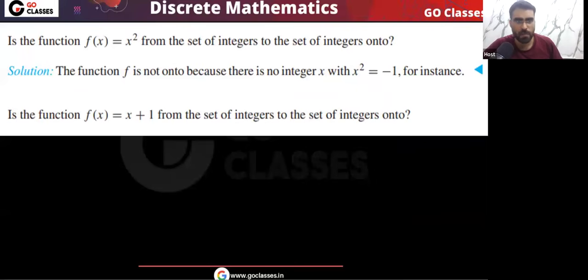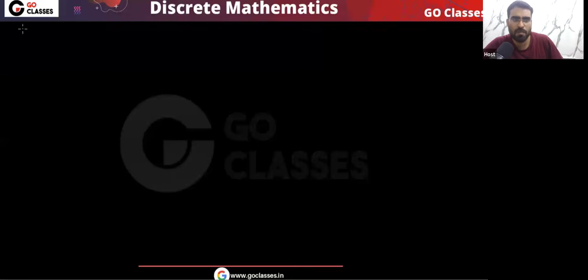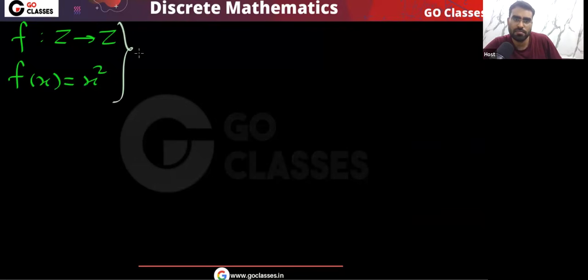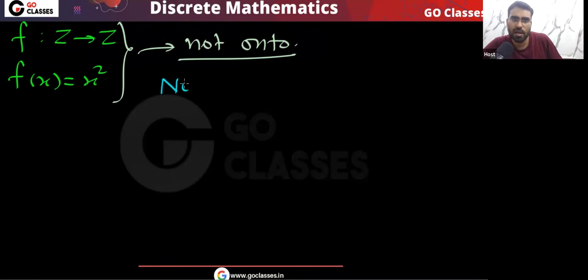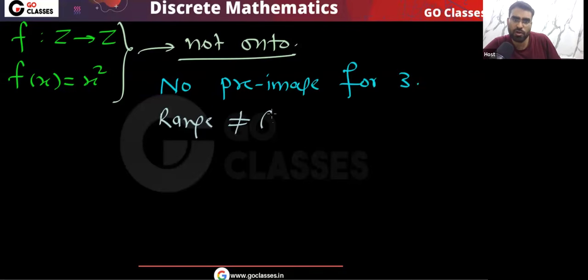Okay, so let's move on. Now what about this function f(x) = x square from integers to integers? Is this onto? Tell me. This is not onto, right? Why is this not onto? Because, for example, element 3 has no preimage, yes or no? I can easily see there is no preimage for element 3. Actually, range is not equal to codomain. You can also see that range is not equal to codomain.